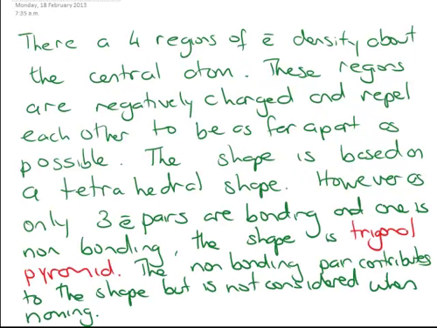Okay, now here's an explanation written out. You'll see in some NCEA questions it's much simpler than this, because there are some key points, but I've done a slightly extended answer here. And again, we're looking at the things you should do. There are 4 regions of electron density about the central atom. That's very important. You need to state these regions are negatively charged and repel each other to be as far apart as possible. The shape is based on a tetrahedral shape. However, as only 3 electron pairs are bonding and 1 is non-bonding, the shape is trigonal pyramid. The non-bonding pair contributes to the shape but is not considered when naming.